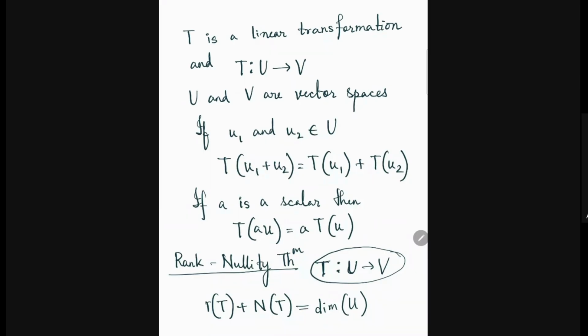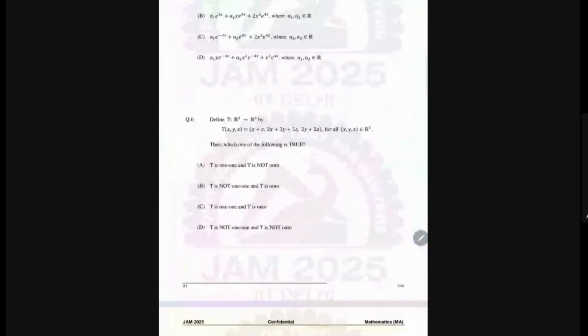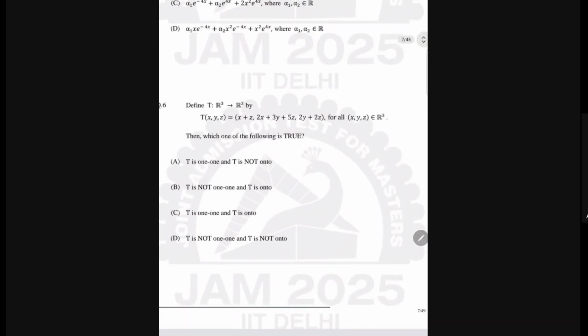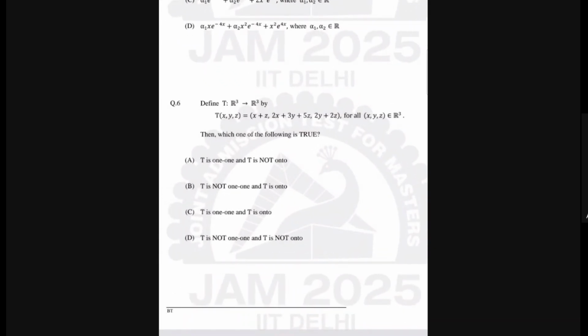So, as you are all aware of this, can you try to solve this question 6? Please let me know if any of you have done it. I am going to solve it, but I think you should try it first.